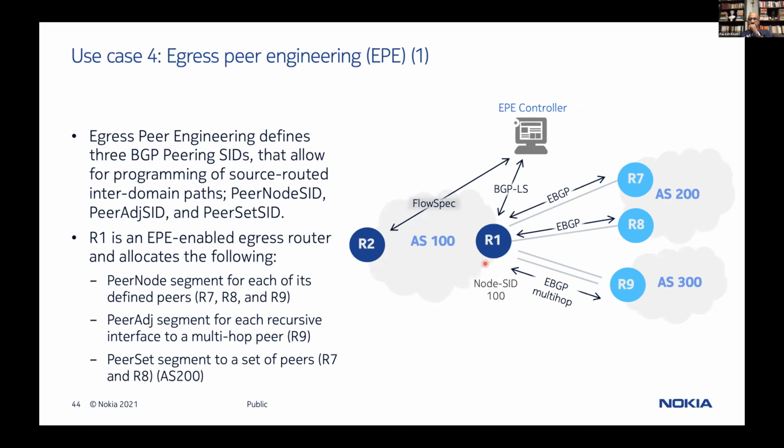So, assume that this is your AS 100, and in your AS you've got routers R2 and R1, you're peering with two other ASs. So there's AS200 and AS300. Now with AS200, you've got two peerings with R7 and R8. And with AS300, you've got a single peering, but it's a multi-hop eBGP session, right? So you've got two links between R1 and R9.